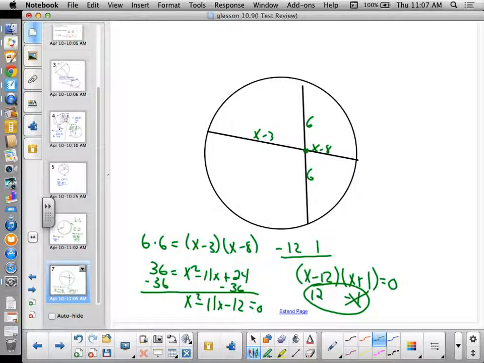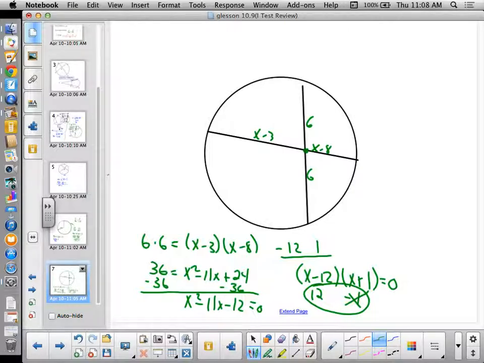I could check that pretty easily. 12 minus 3 is 9. 12 minus 8 is 4. Excuse me. 9 and 4, 36. Sorry, I got that 9 in my head, and I did 9 minus 8 instead of 12 minus 8. Yep, 36 equals 36. It works. Next question.